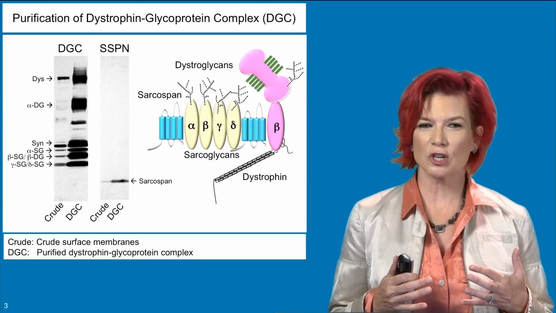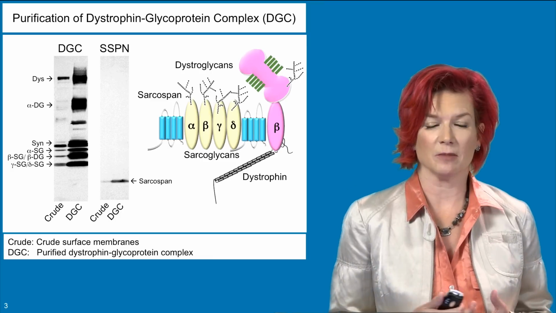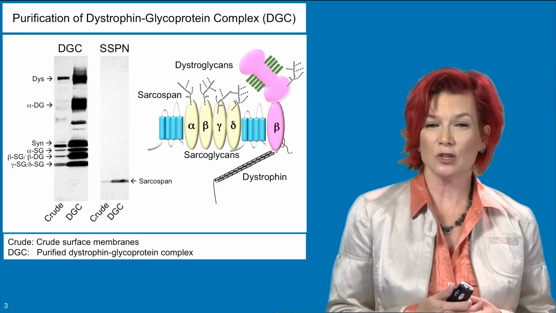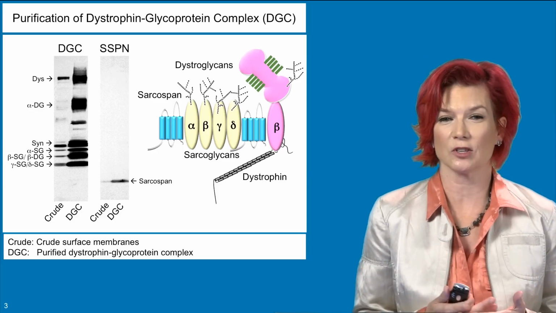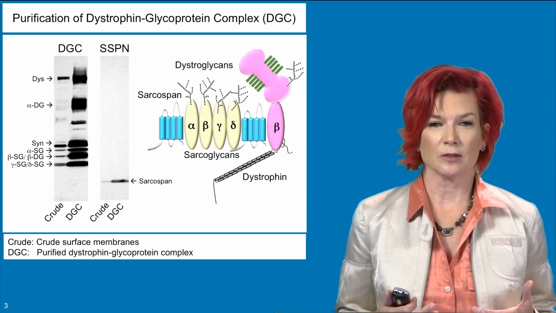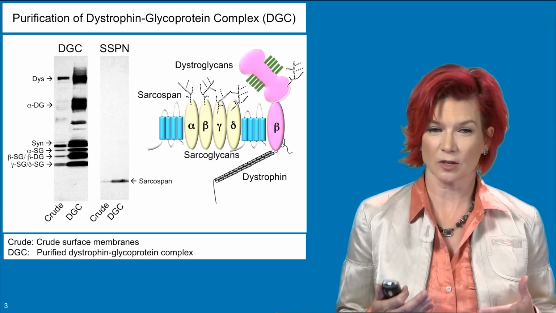Let me show you the purified complex first. This is going to be our end game, if you will. Shown on the left is an immunoblot. It's stained with antibodies to all the components of the dystrophin-glycoprotein complex, except for sarcospan. The immunoblot on the right is stained specifically with antibodies to sarcospan.